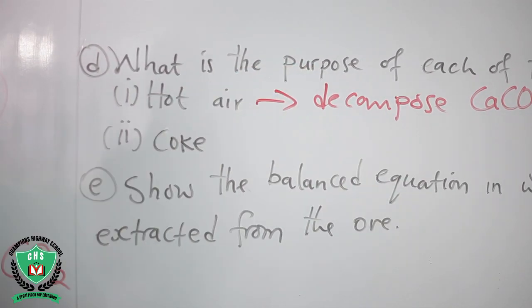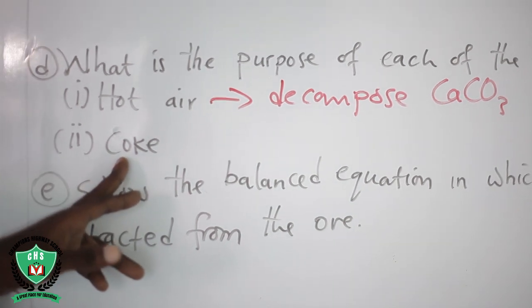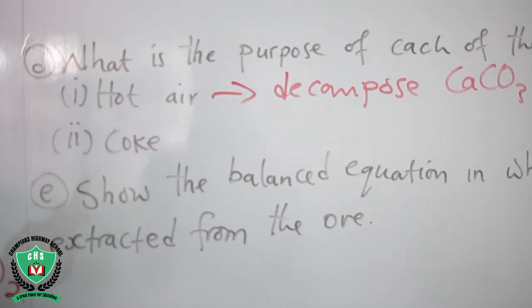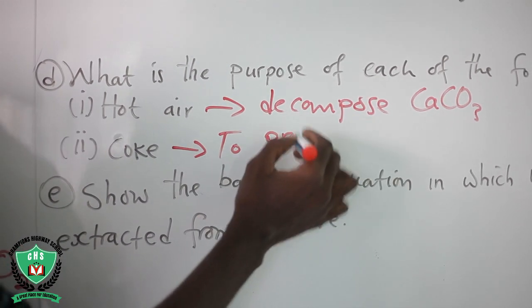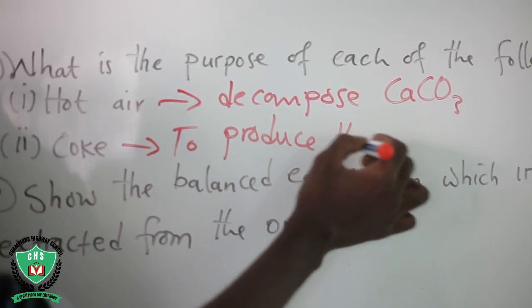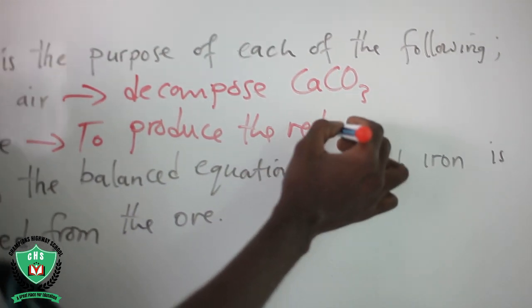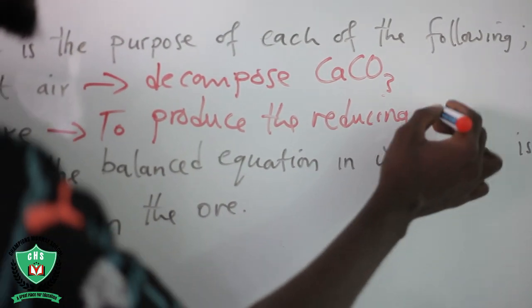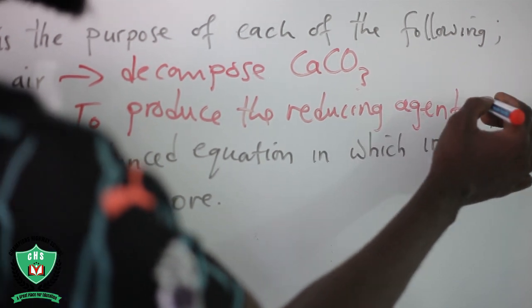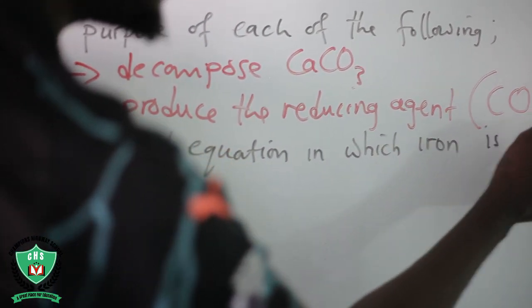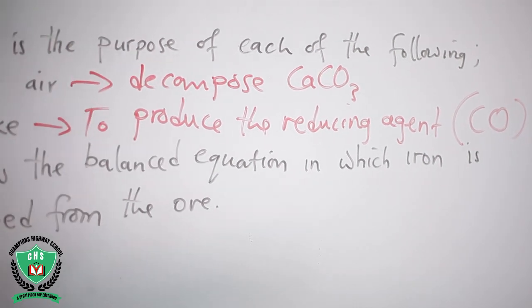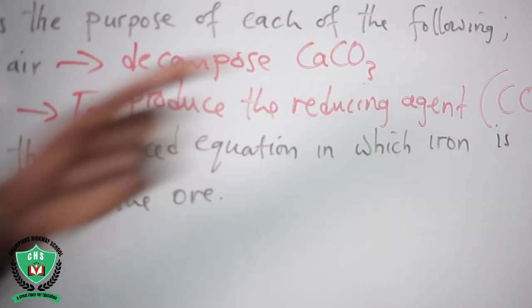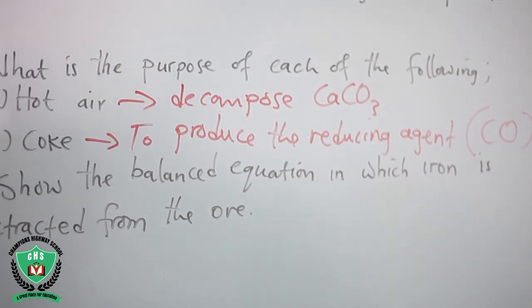So what is the purpose of each of the following again? Coke. What is the purpose of coke? The purpose of this one is actually to produce the reducing agent, because without this one we can't produce the reducing agent, which is carbon monoxide in this reaction. Because from coke, that's what we are actually making. That's what we are producing, the reducing agent, which is carbon monoxide.